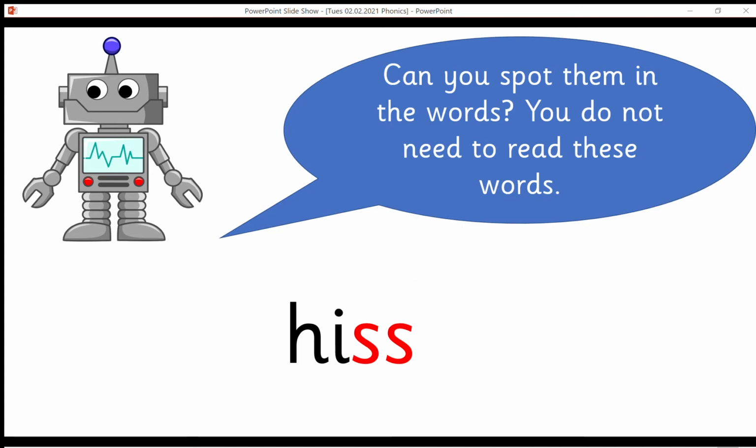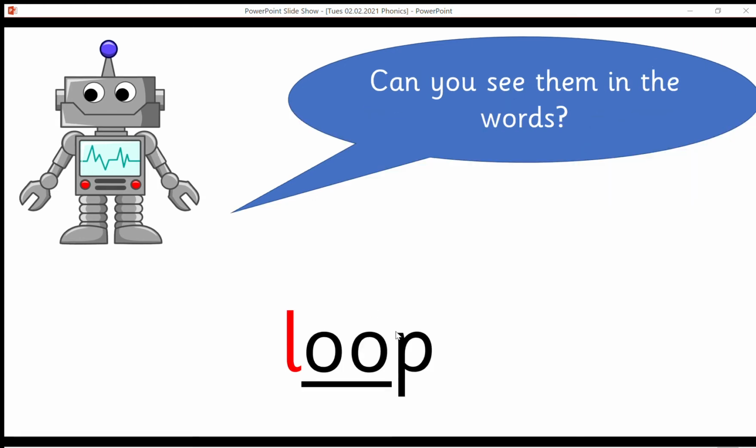Right then. I wonder whether you can spot the digraph or the sound that I'm asking you to look for in this word. You do not need to read these words. I will read it to you. So listen out. Hiss. Can you please put your finger on digraph ss for me? Yes, that's right. It's this one, isn't it? Good job. Okay. L-oop, loop. Can you please put your finger on the l sound? That's it. It's this one, isn't it? Good job. Okay, next one.